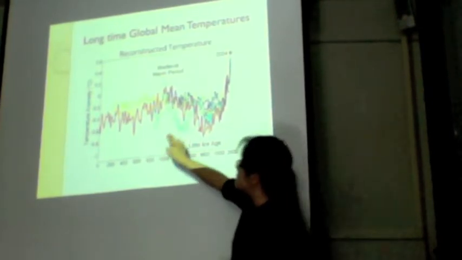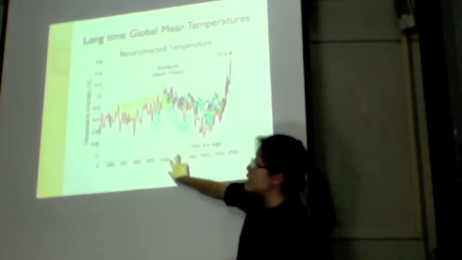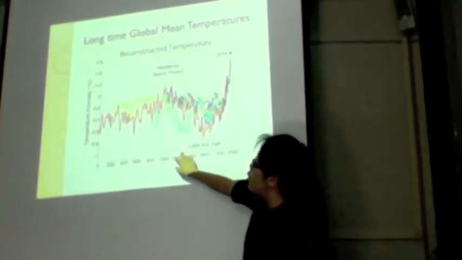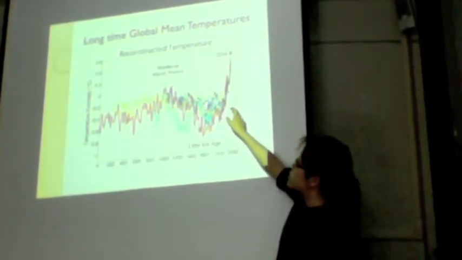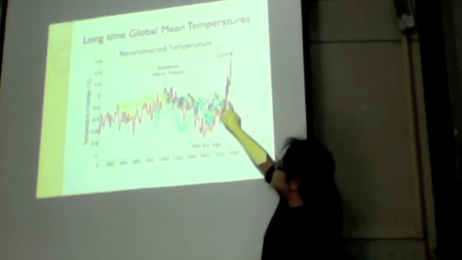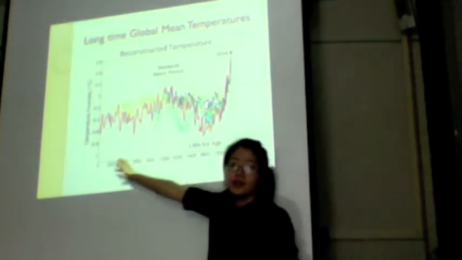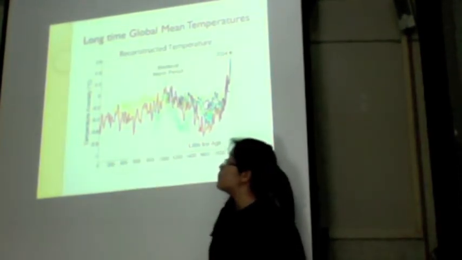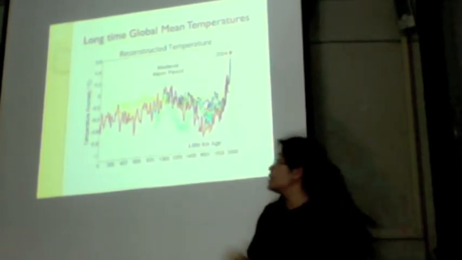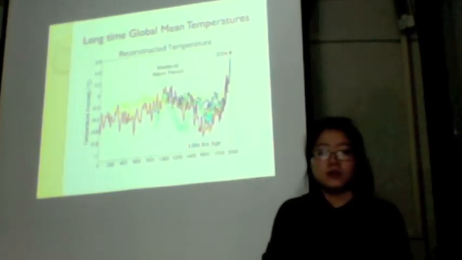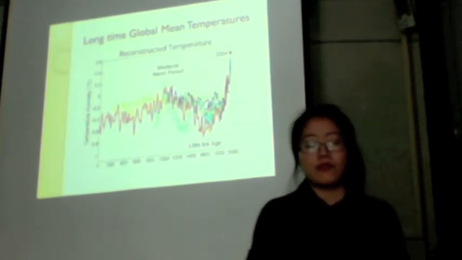Even though you can see there is a warming period during this time, the warming rate is not as sharp as this one, and the temperature increase is not so large. So this one is stronger compared to the period before 1800. So during this, it will influence our life very much.